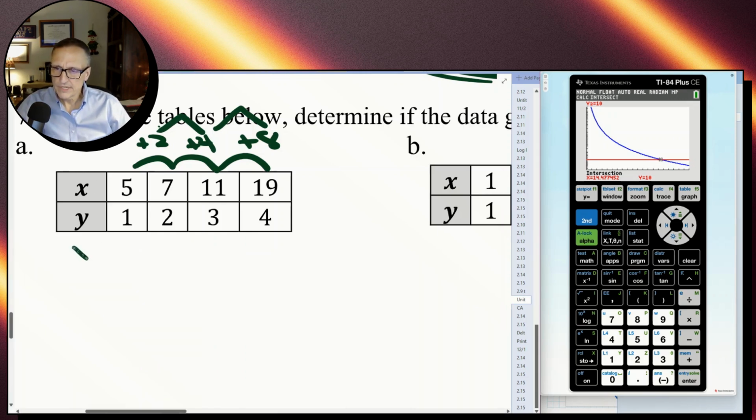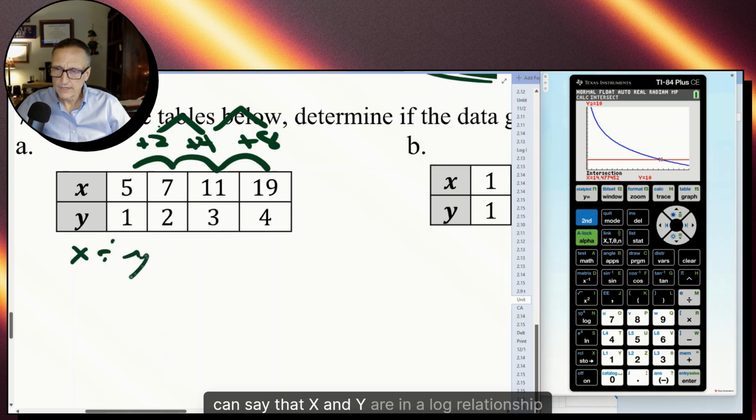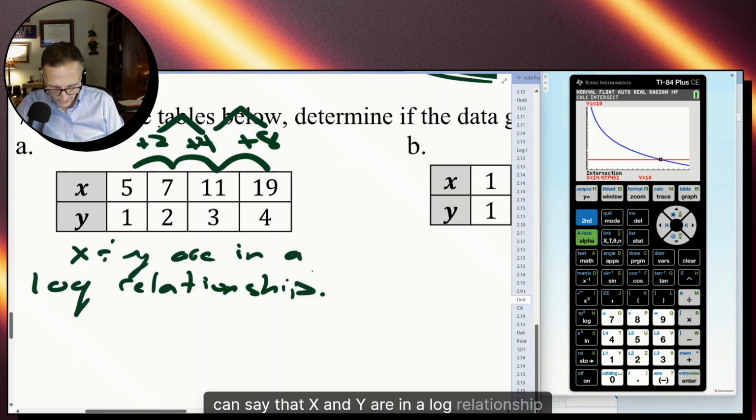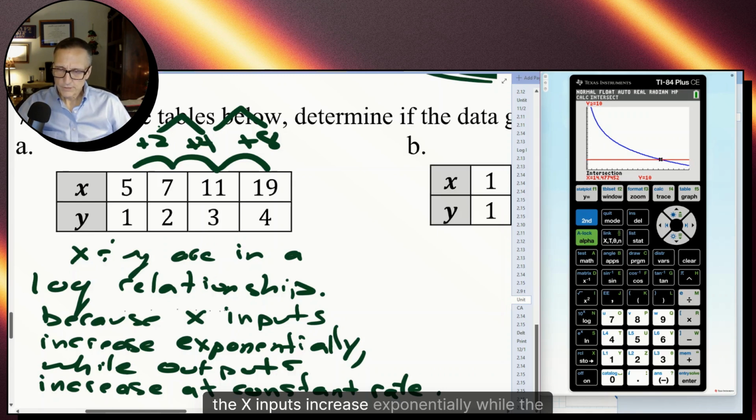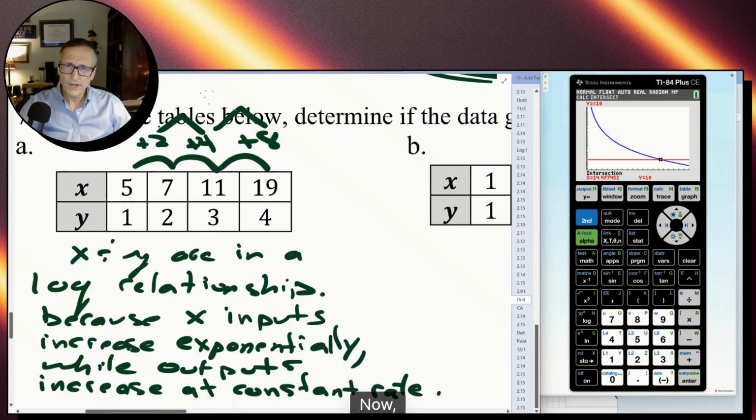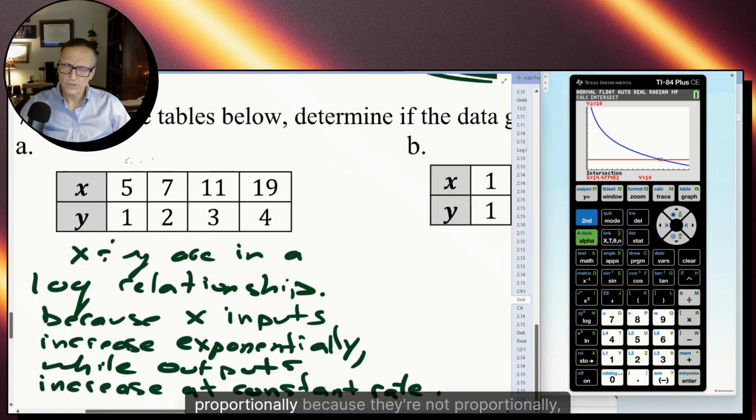So we can say that x and y are in a log relationship because the x inputs increase exponentially while the outputs increase at a constant rate. My outputs are going up by 1 each time at a constant rate, but my inputs are not at a constant rate. They're going up exponentially. Now, I'm not going to say that the inputs are going up proportionally because they're not, but the differences are proportional, right? So I'm going to redo that again.